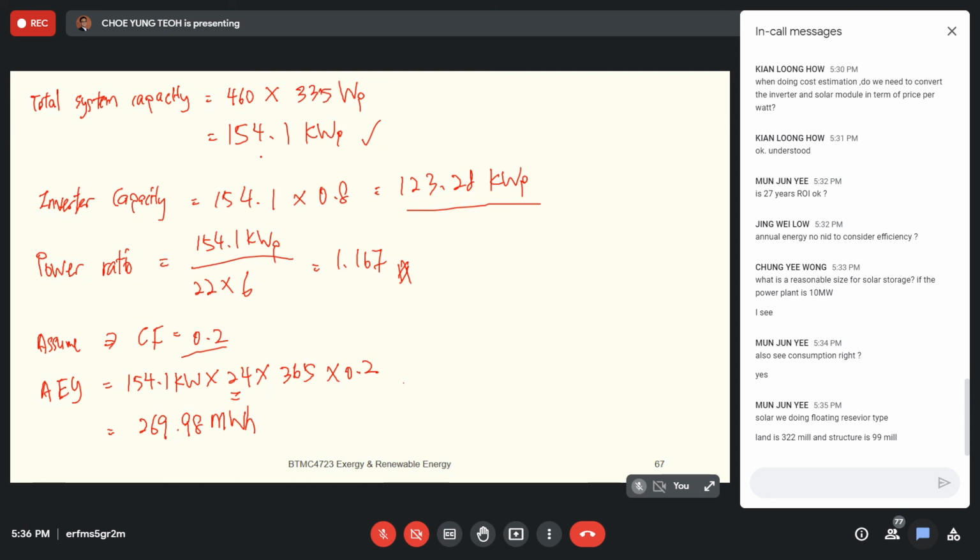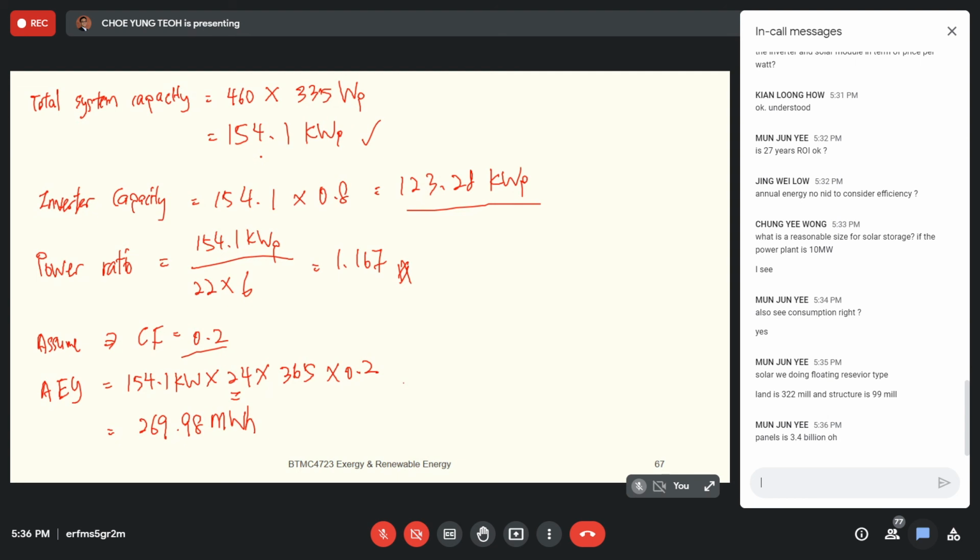And then the land size. You say you need the land size, land and then price, then possible. I mean 10 years means that you don't need to pay for the land. But the panel itself is already 3.4 billion. Very, very big power plant, maybe yours. But remember that as long as you have a positive return on investment, then it should be okay.